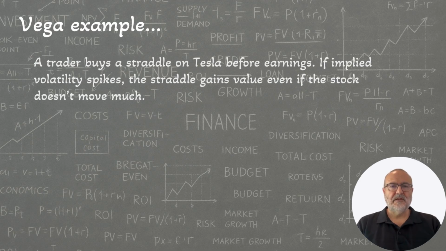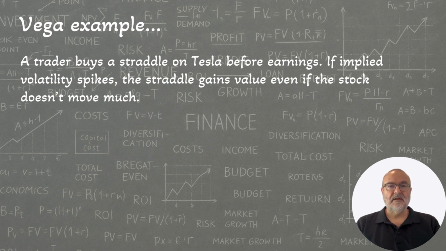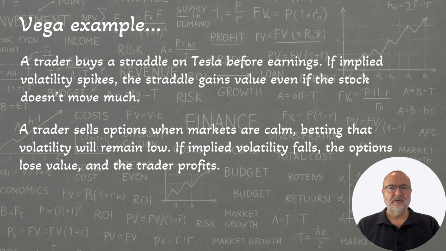Let's talk about some examples. First, a trader buys a straddle on Tesla before earnings. If implied volatility spikes, the straddle gains value even if the stock doesn't move much. Another example, a trader sells options when markets are calm, betting that volatility will remain low. If implied volatility falls, the options lose value and the trader profits.